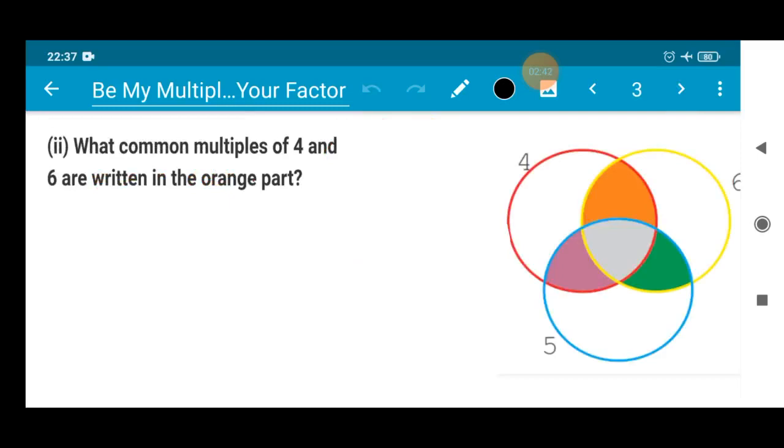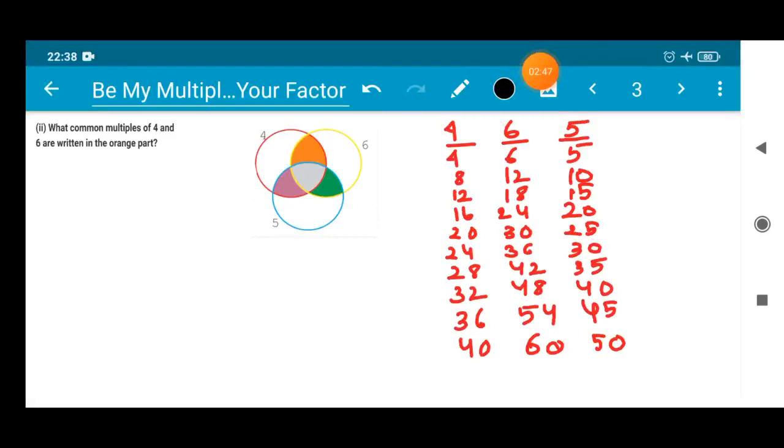Okay, next: what common multiples of 4 and 6 are written in the orange part? So you have to write the common multiples of 4 and 6. For that I have written the multiples here for 4, 6 and 5, but we have to consider only 4 and 6. The common multiple I can see here is 12. Yes, absolutely. Next, is there any other number? Yes, 36 is common in both. If we go further, we may get other numbers, but I have already told you that we are choosing only till the 10th multiple.